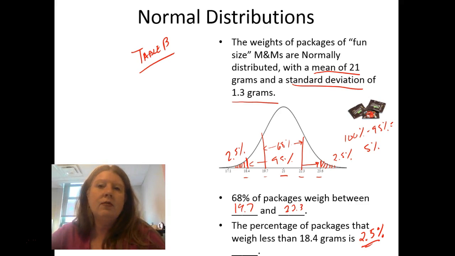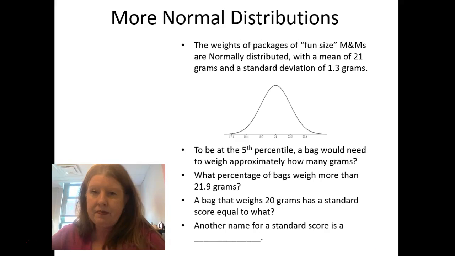Now, of course, we can't always apply that rule. There are times when we might ask you a question and the number that you're looking for does not fall exactly 1, 2, or 3 standard deviations away from the mean. So then you have to know how you would find a z-score, how you would standardize your value, and then how you would use Table B to find the appropriate answer.